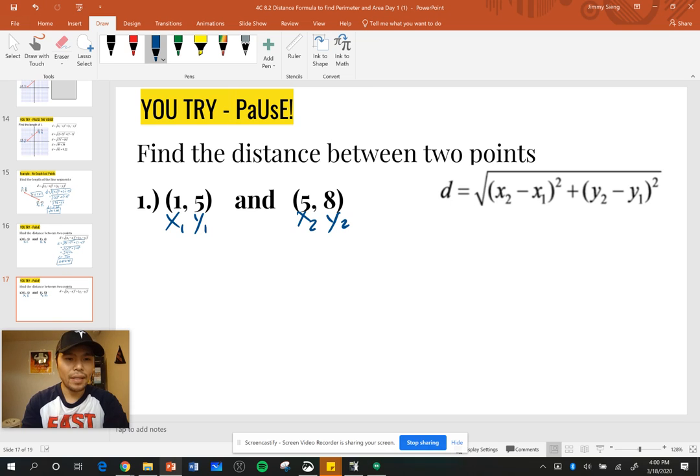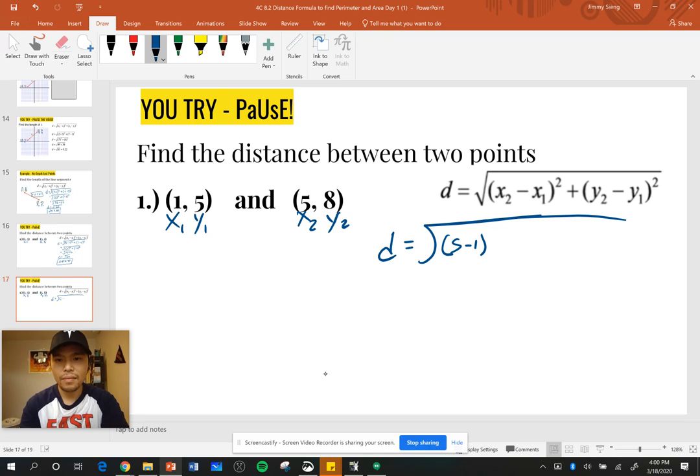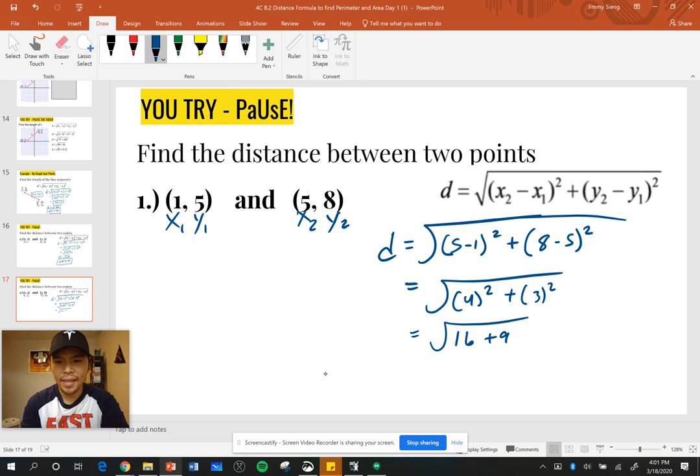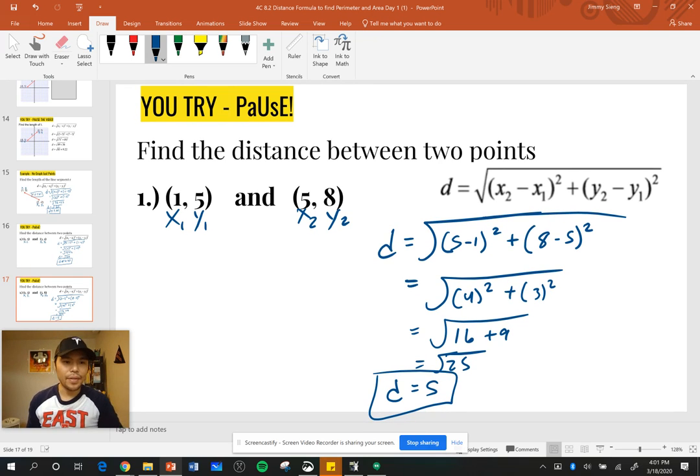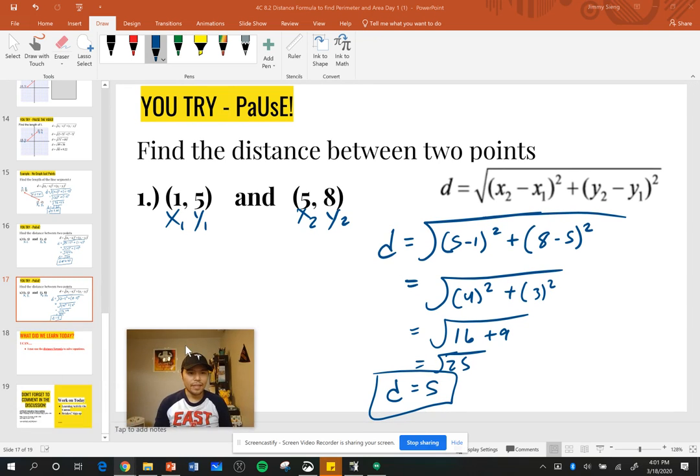Okay, so your x1, y1, I have 1, 5. Your x2, y2 is 5, 8. My distance is going to be the square root of your distance between your x's plus the distance between your y's. Well, that goes to 4 squared plus 3 squared. Oh, this is going to be easy. I already see it. 16 plus 9, 25. Square root of 25, well, that's going to give you 5, okay? There you have it. Okay, good work, class.